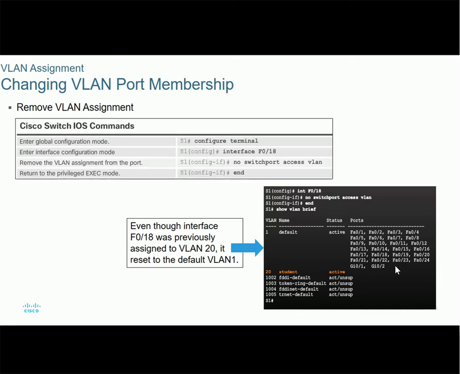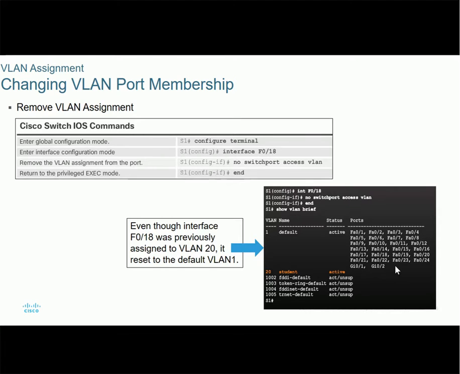So if we go ahead and type interface F0/18, even though we know that 18 is part of VLAN 20, if we go switchport access vlan 150, we are now changing the membership of that port to another VLAN. So a port can easily have its VLAN membership changed, and it is not necessary to first remove a port from a VLAN to change its VLAN membership.